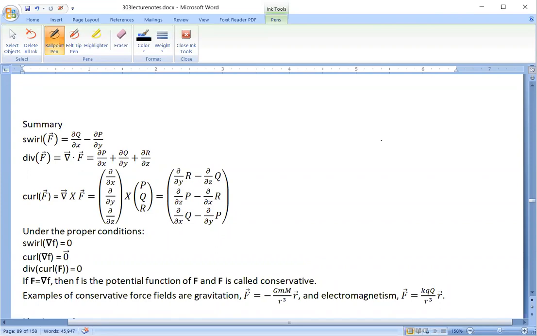Then under the proper conditions, all these things are true. The swirl of the gradient of the function f equals 0. The curl of the gradient of the function f equals the 0 vector. And the divergence of the curl of a 3-dimensional vector field F equals 0. If we have a situation where the vector field F is the gradient of some function f, then function f is called the potential function of vector field F, and vector field F is called conservative. Some really important conservative vector fields are gravitation and electromagnetism, and there are other examples as well. We also went through a process of, once we know a vector field is conservative, how to find the potential function.